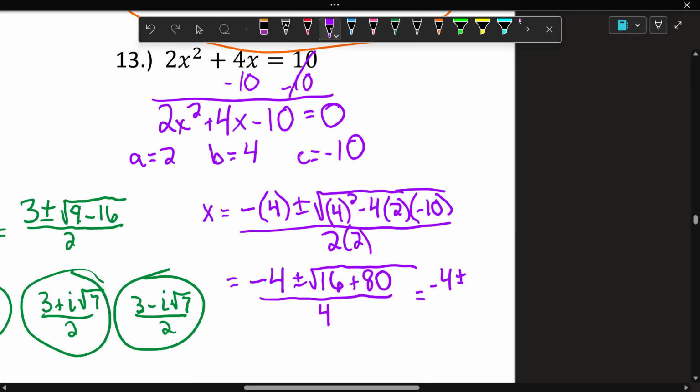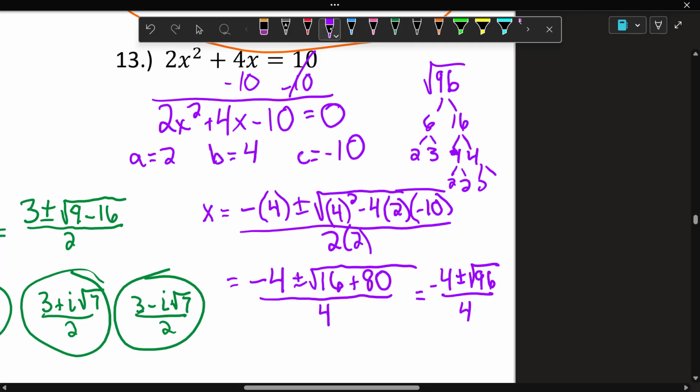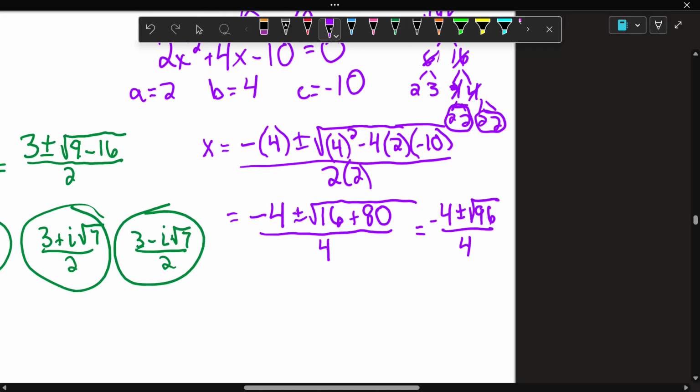That's negative 4 plus or minus the square root of 96 over 4. And of course, we have to simplify our 96. So we break it down to 6 and 16. That's 2 and 3. That's 4 and 4. And we can break that down even more. So at the end of it, we have 5 2's and a 3. So we got 2 pairs of 2's. So we'll bring out 2 2's. And we have the 2 and the 3 left over. So they stay inside the radical.